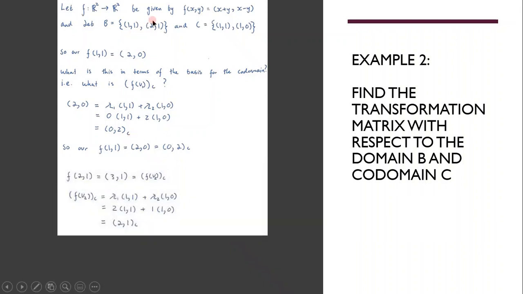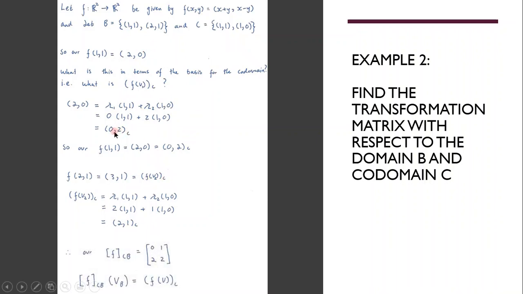So we do the same with the second vector. Now we need to find the image of (2, 1), which is (3, 1), and then we need to express that in terms of the basis vectors of C. If we multiply the first basis vector by 2 and then add just one of the second basis vector of the codomain, we'll get our (2, 1) in C. So this is what the image is in terms of the codomain.